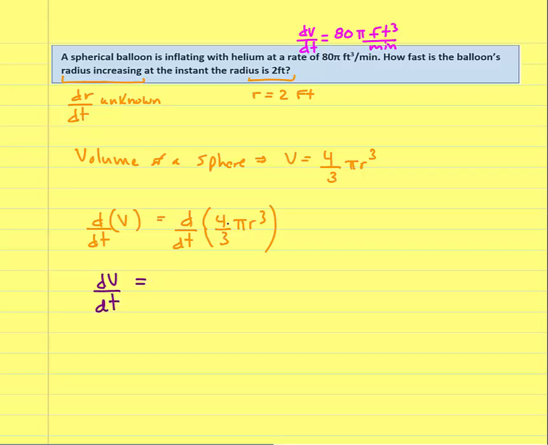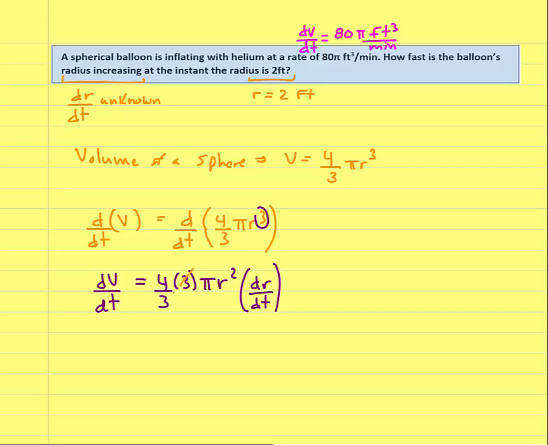Now on the right hand side I have the 4/3, and then remember I bring the 3 down, and then I have my pi, of course, and then I decrease the exponent by 1. And I just took the derivative with respect to a variable other than t, which is my variable of interest. So remember, I have to use that implicit component and multiply by dr/dt, because I took the derivative of r with respect to t. Now what we're trying to solve for is dr/dt. So I'm not trying to find dV/dt, I want to find dr/dt in this case.